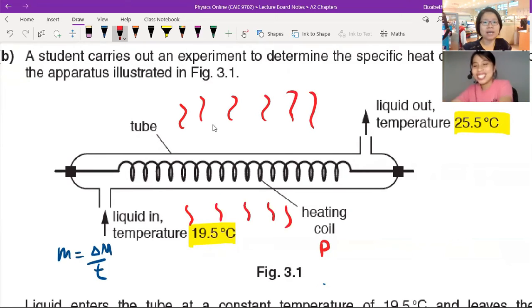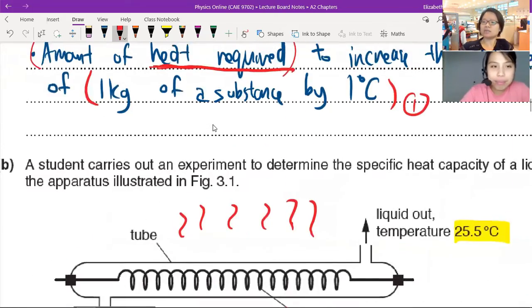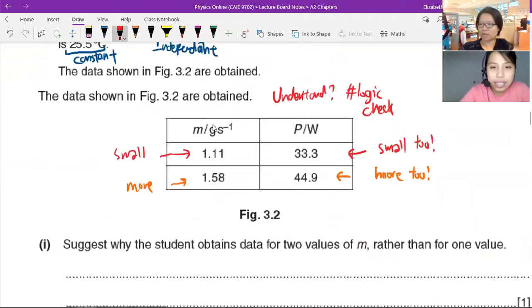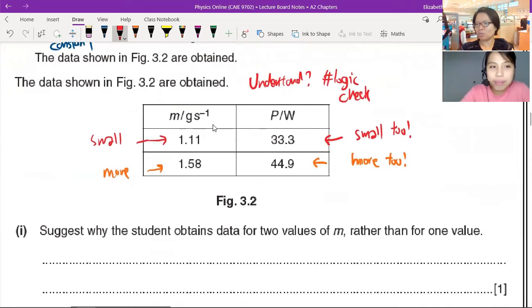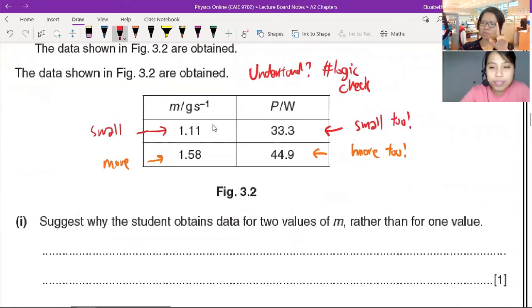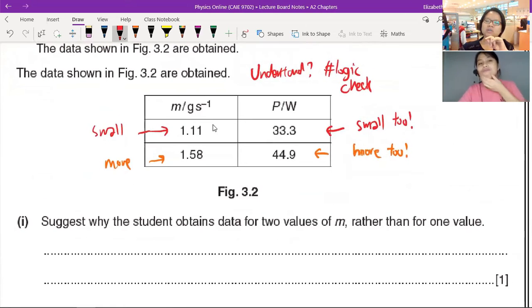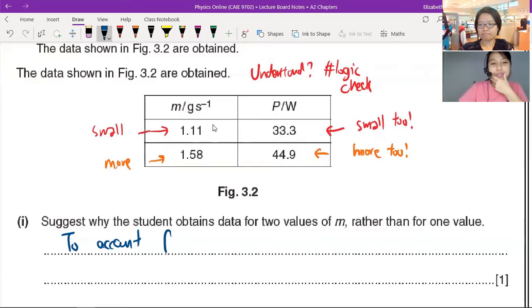Wait, is that the answer for part A? Maybe that's why they gave us 2 readings. Let's go back to part A. Why did the student obtain data for 2 values of m rather than for 1 value? So it's to account for the heat loss to surrounding. Then the next question is, Miss, how? We need to modify our calculation.